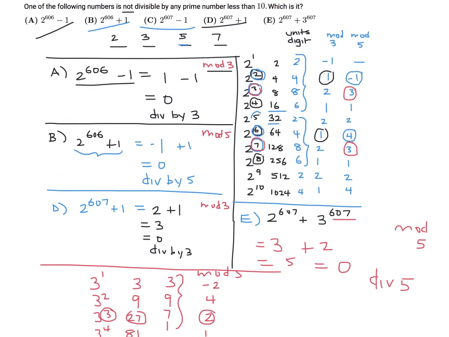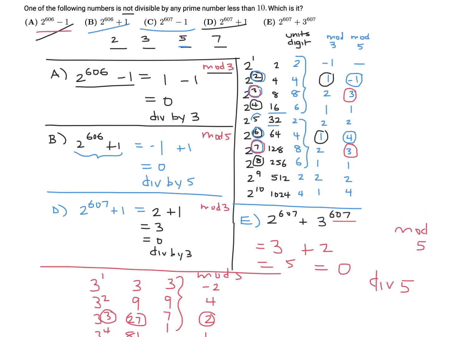So all of these are divisible by something. This is divisible by 3. This is divisible by 5. This D is divisible by 3. This one I figured out was divisible by 5. So by process of elimination, C is the only one that would not be divisible. It has to be, because everything else is divisible by something in this list of primes.